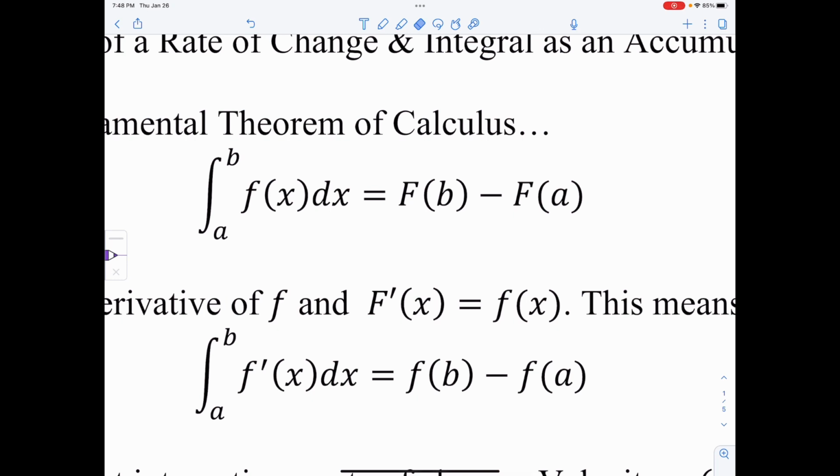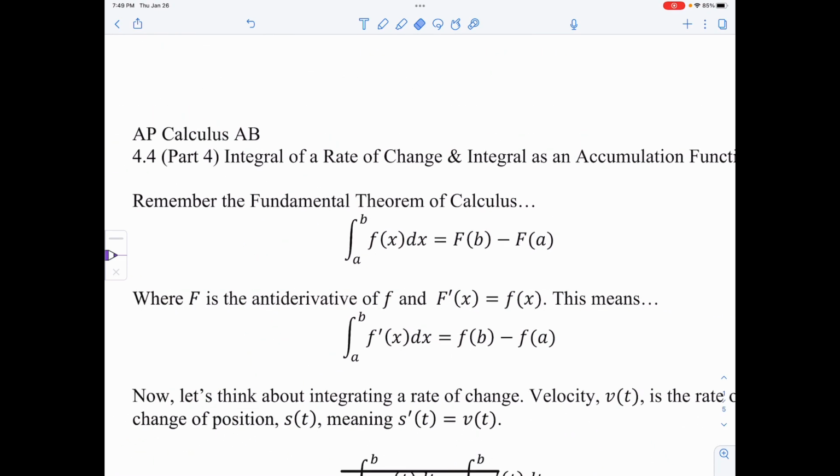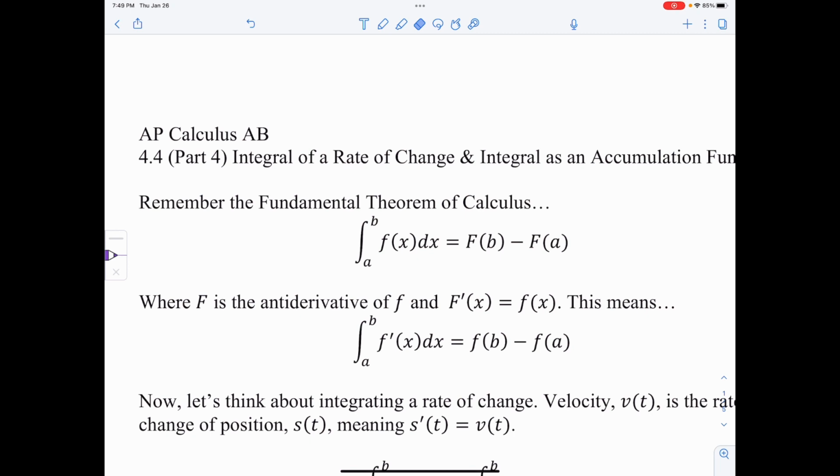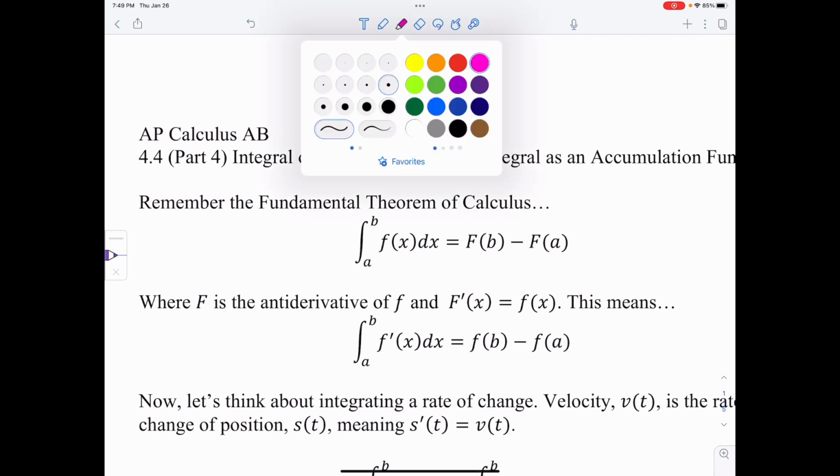The fundamental theorem of calculus says that the definite integral of lowercase f of x from a to b is equal to capital F of b minus capital F of a, where capital F is the antiderivative of lowercase f. When we integrate lowercase f, we get capital F, and if we take the derivative of capital F, it's equal to lowercase f.